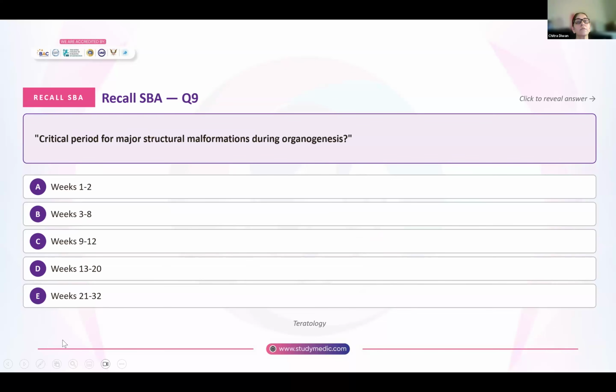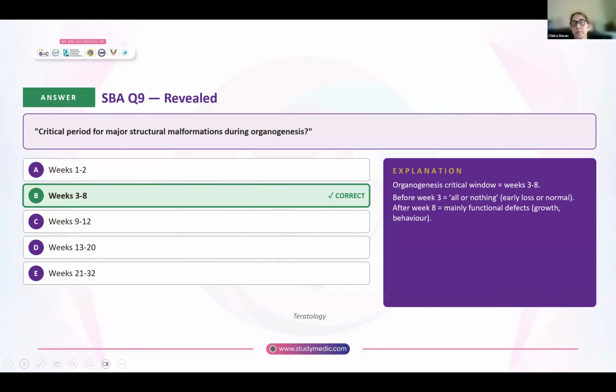Critical period for major structural malformations during organogenesis. Remember, the period of organogenesis is between 3 to 8 weeks. Before week 3, you will have all or none. That means if the pregnancy continues to grow, there will be no anomalies. If there is very severe injury, you will have a miscarriage. And after week 8, because all the organ systems have already been formed, you will have functional defects. You will not have any major malformations.